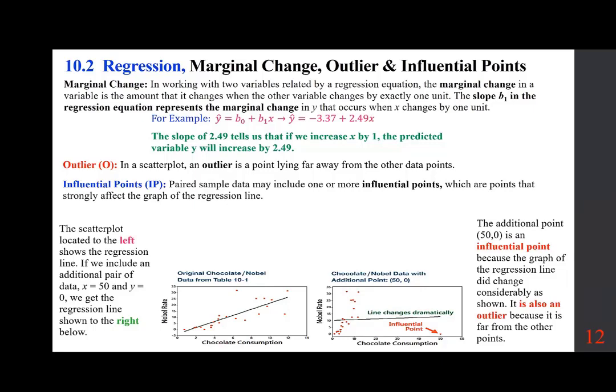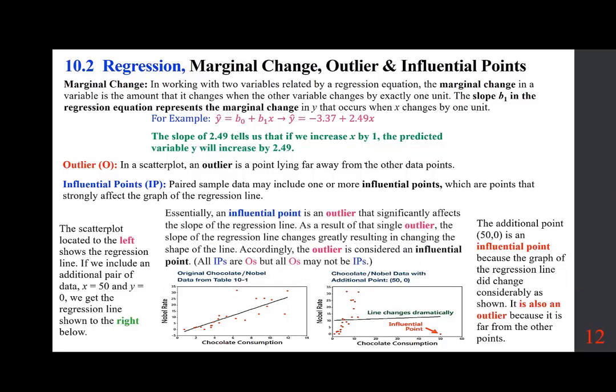Thanks, Mark. And finally, what does it mean? Somebody read it for us. Essentially, an influential point is an outlier that significantly affects the slope of the regression line. As a result of that single outlier, the slope of the regression line changes greatly, resulting in changing the shape of the line. Accordingly, the outlier is considered an influential point. All IPs are O's, but all O's may not be IPs. Thank you so much, Dina.